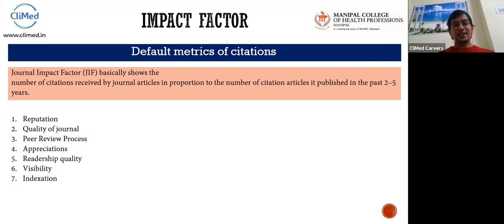So that increases the quality, that increases the reputation of the journal, and it reflects the appreciations and readership quality. If the journal impact factor is high, then people will go and read because they will feel like, okay, I'll get authentic information in this journal, because it has a good impact factor, because people cite the articles from this journal. So the readership is good, the peer review process is really good. That's why the impact factor reflects the appreciations, readership quality, visibility, and again the indexation.